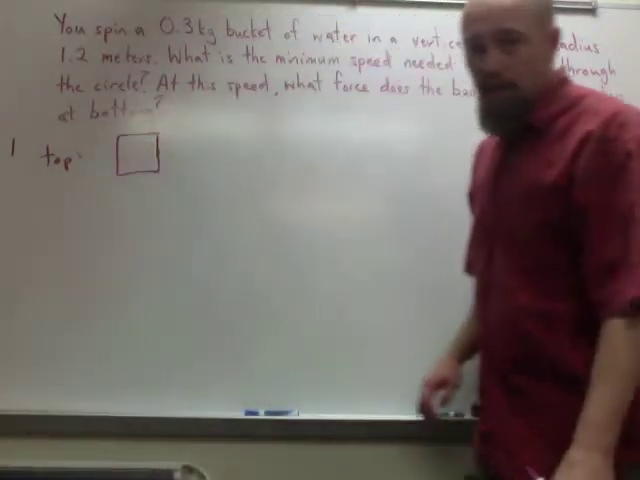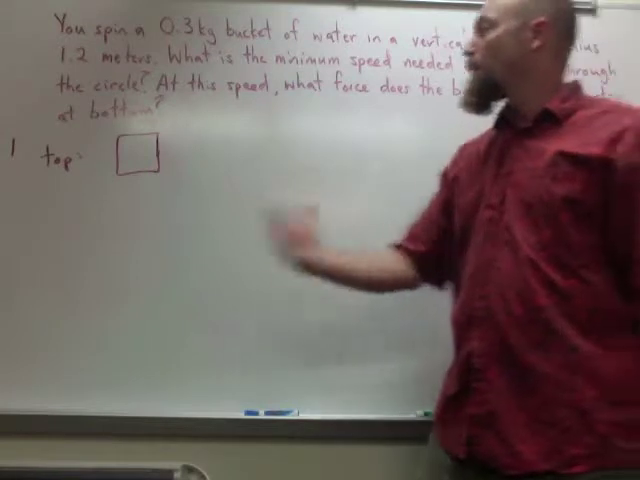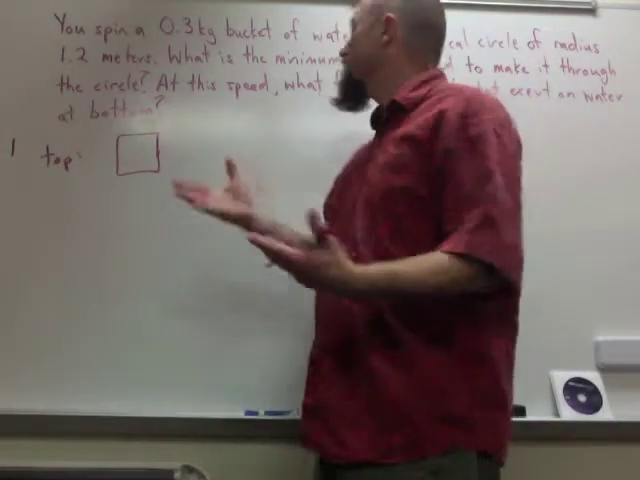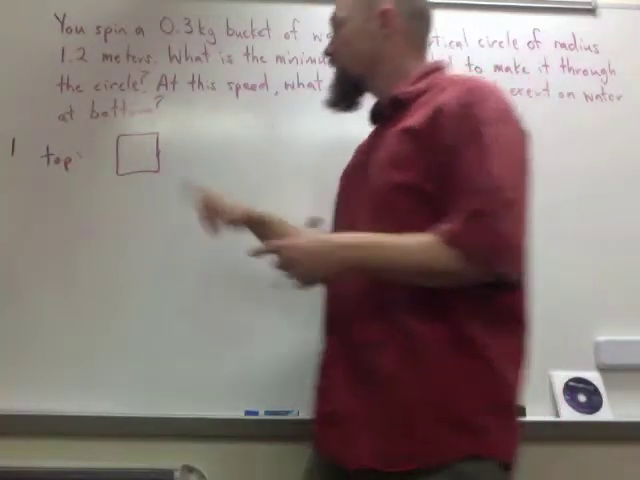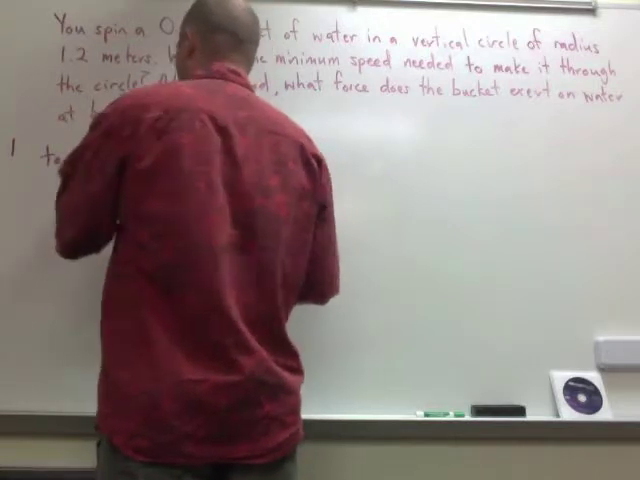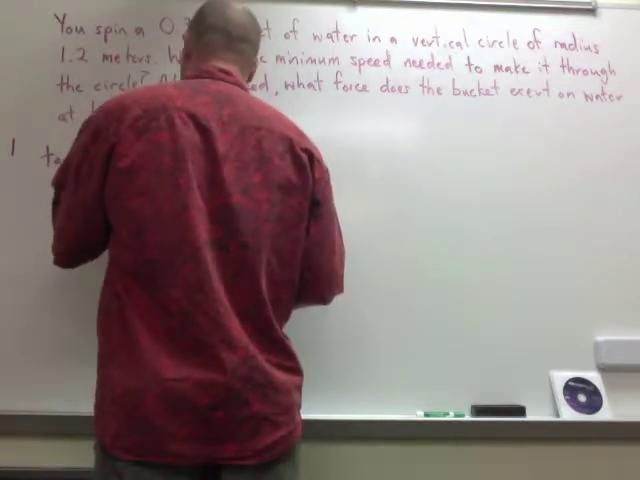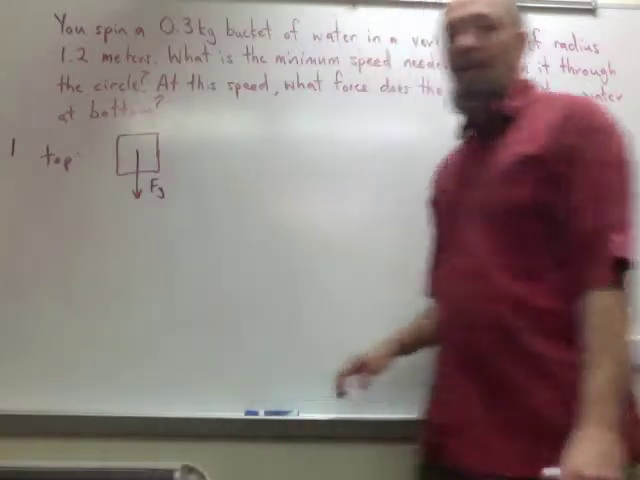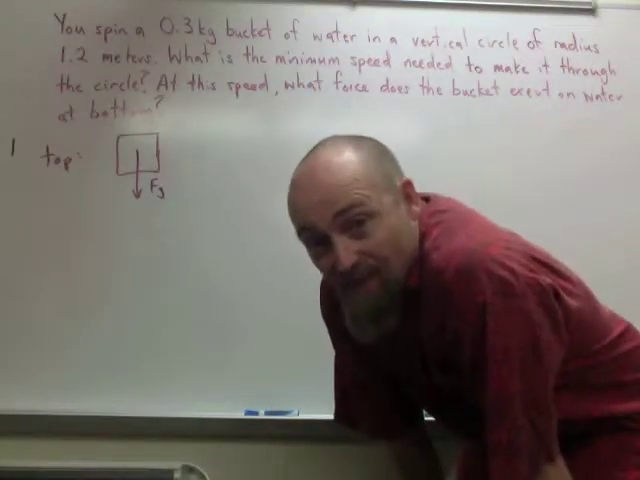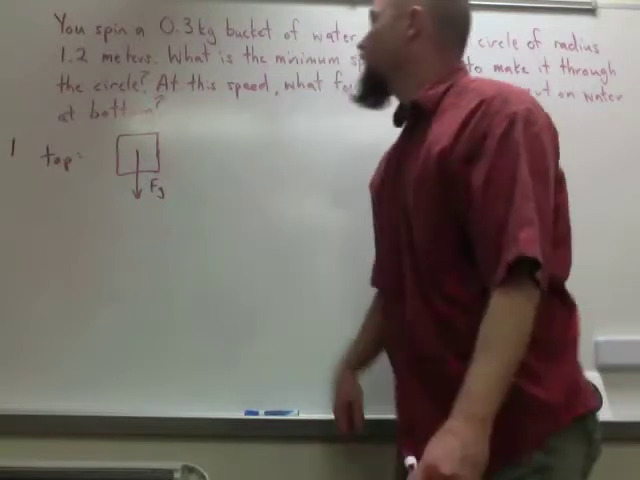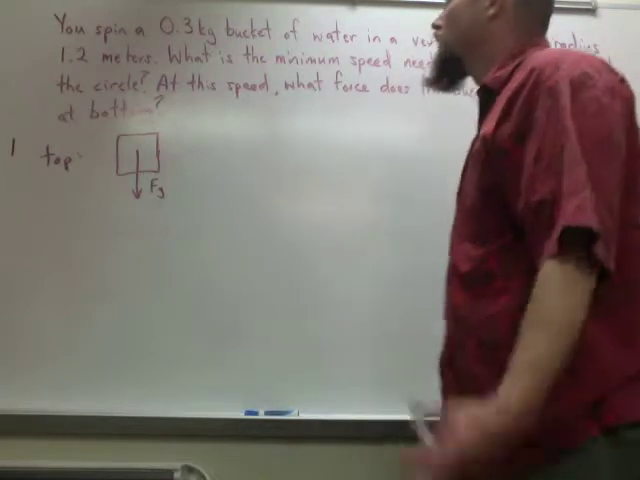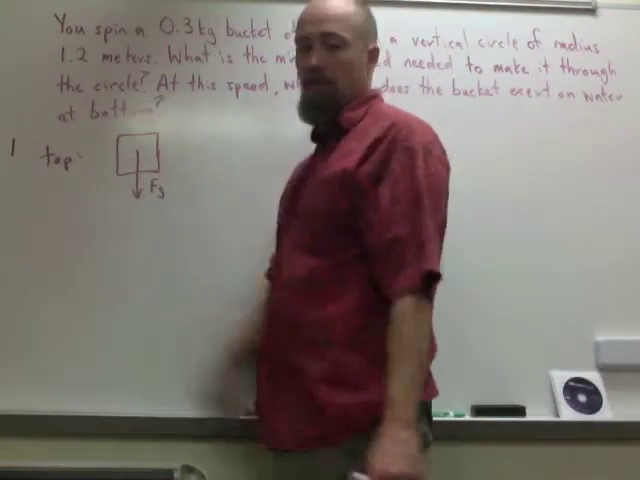This is where you guys got to be careful because my free body diagram is always the thing that has the forces acting on it. In this case, it's the water. At the top, I would have the force of gravity going down. And if it just barely makes it through the circle, that would be it. The bucket isn't actually pushing down on it. If it was going faster, then the bucket would be pushing down on it. But if it just barely makes it through the circle, that's the only force acting.